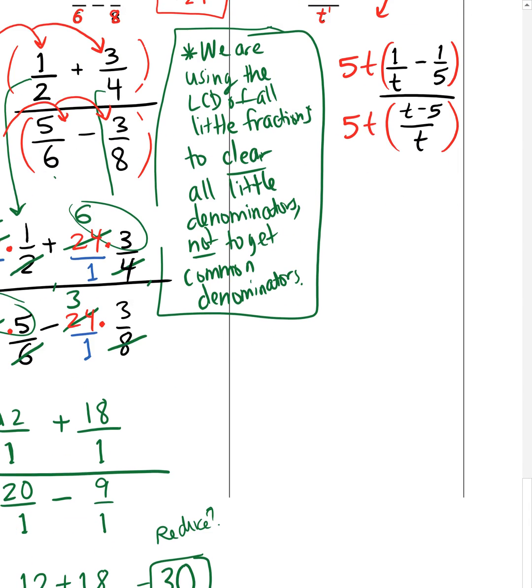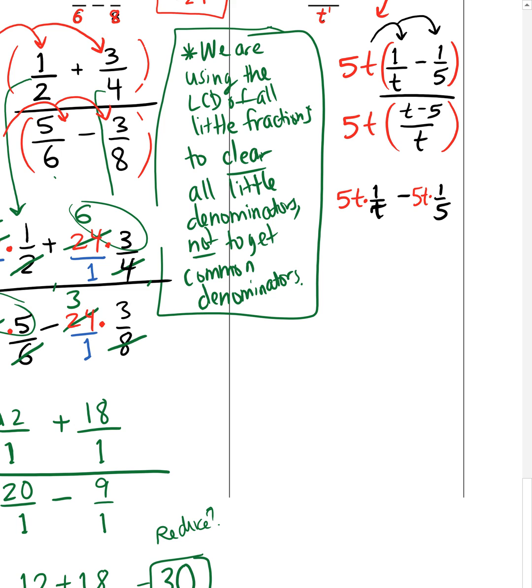Alright, in the numerator I have two fractions, so I actually have to distribute this 5t. 5t times 1 over t, 5t times 1 over 5. So I'm going to write each of those, 1 over t, and then 1 over 5. I'm going to write the 5t next to each of those, so showing it's distributing. 5t times 1 over t, and then 5t times 1 over 5.